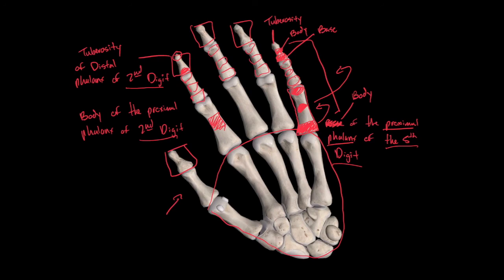And another thing to remember, the distal phalanges don't have heads, they have tuberosities. So for example, once again, on this one right here, we have tuberosity of distal phalanx of third digit. There's one more thing we need to cover.